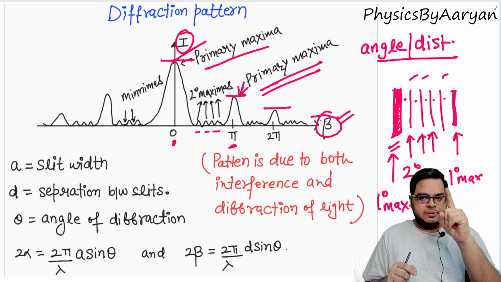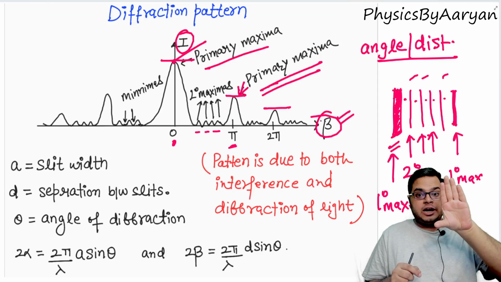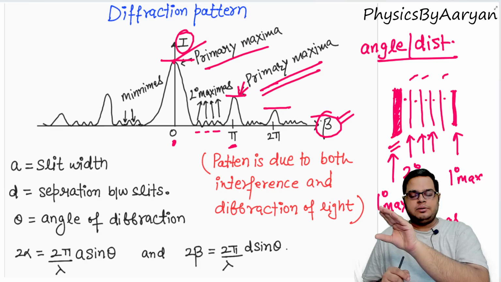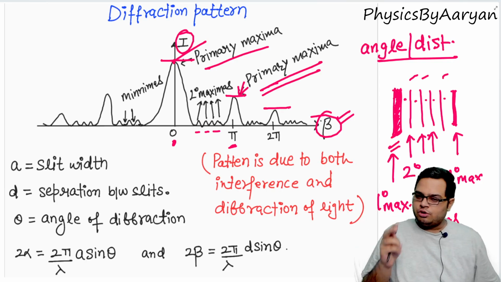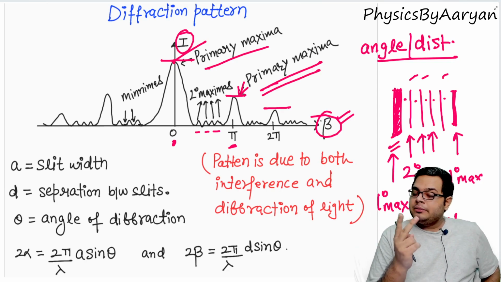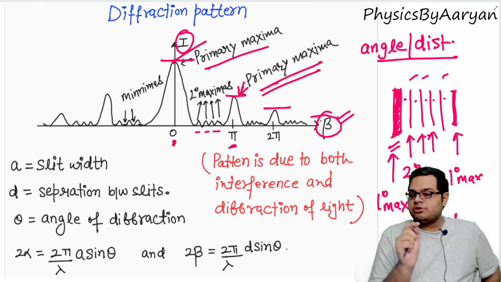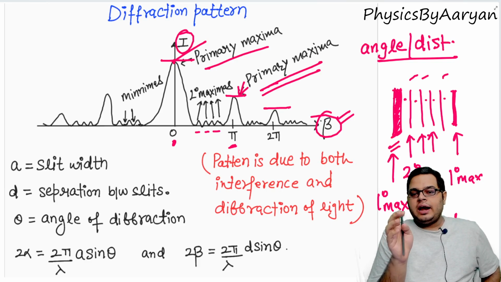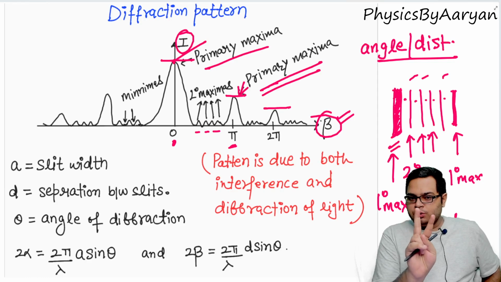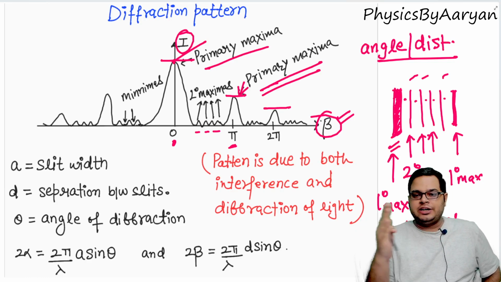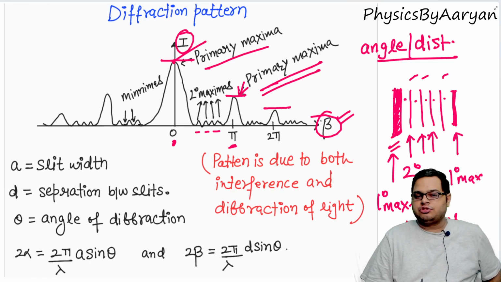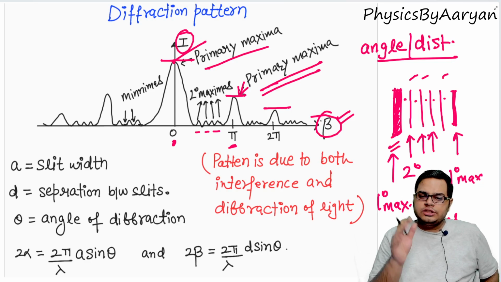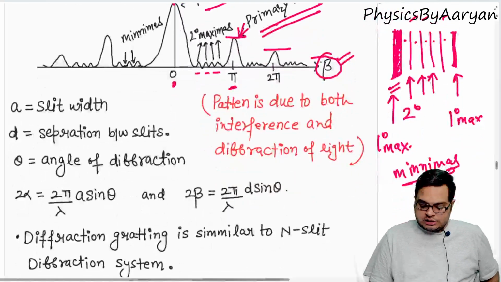So first thing, primary maxima: very bright primary maxima, second bright primary maxima, third bright primary maxima, and so on. Between two primary maxima, there are many secondary maxima, or you can say less bright lines, and between two secondary maxima, you see minima, meaning white colored lines, where the light is not there. So this is a pattern that you see on the screen.